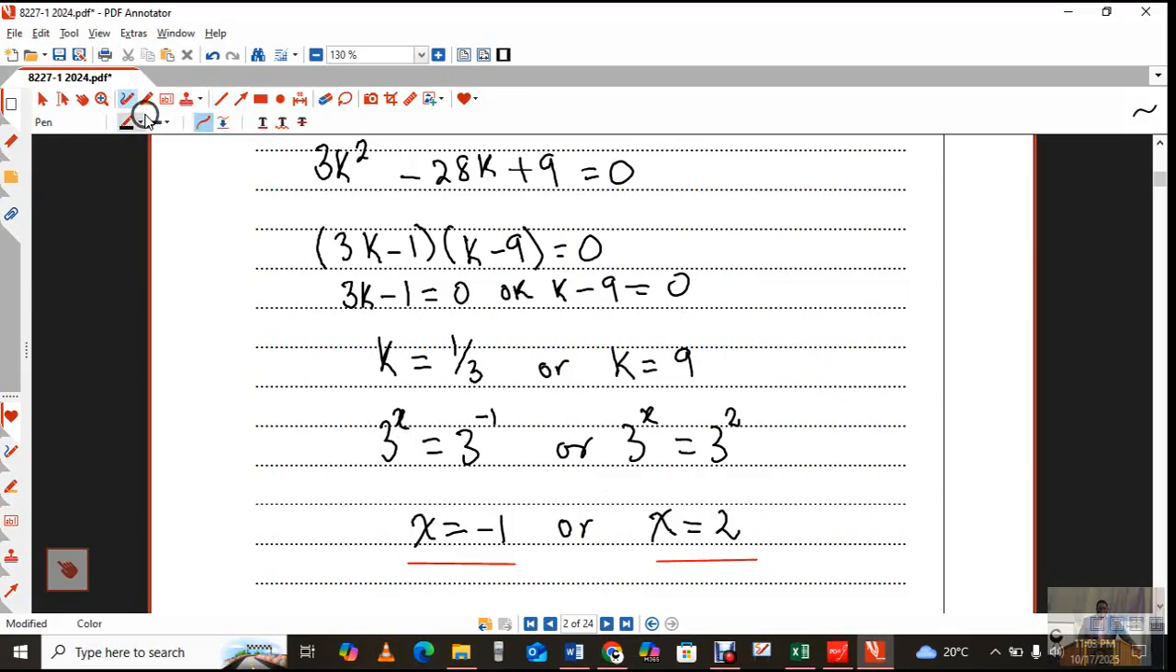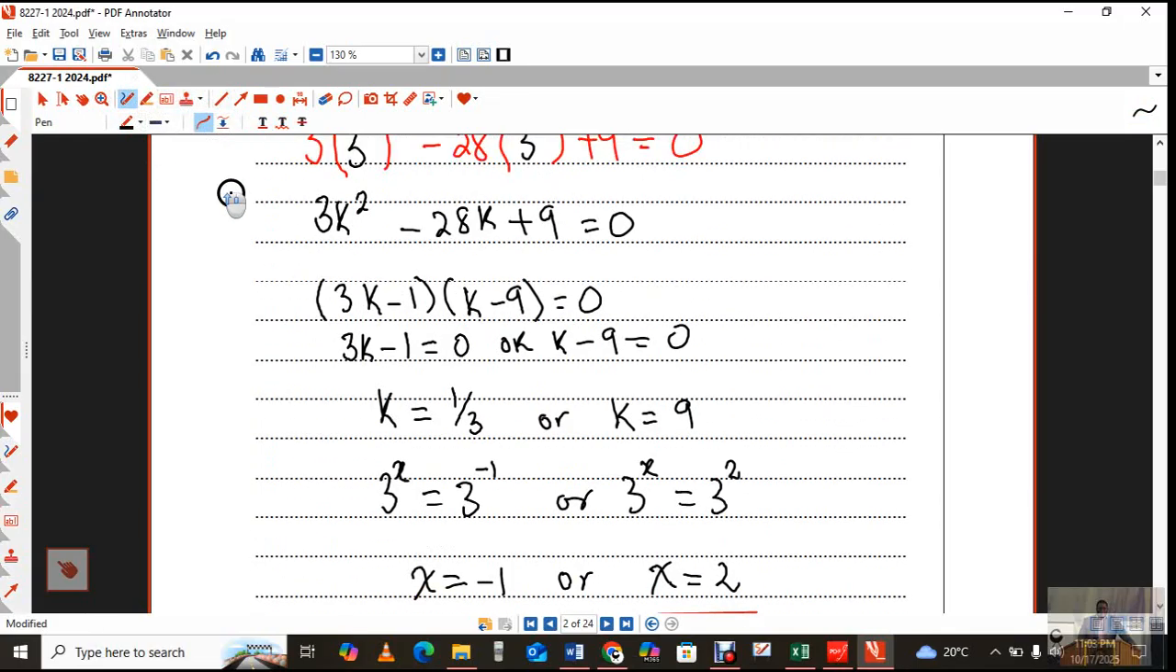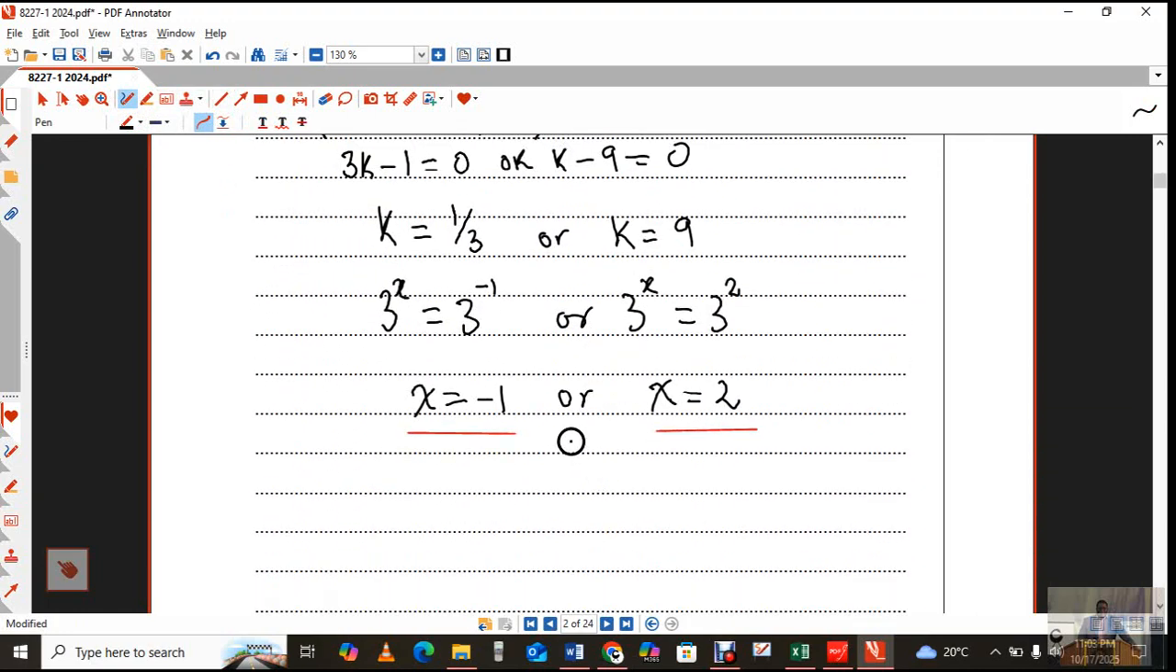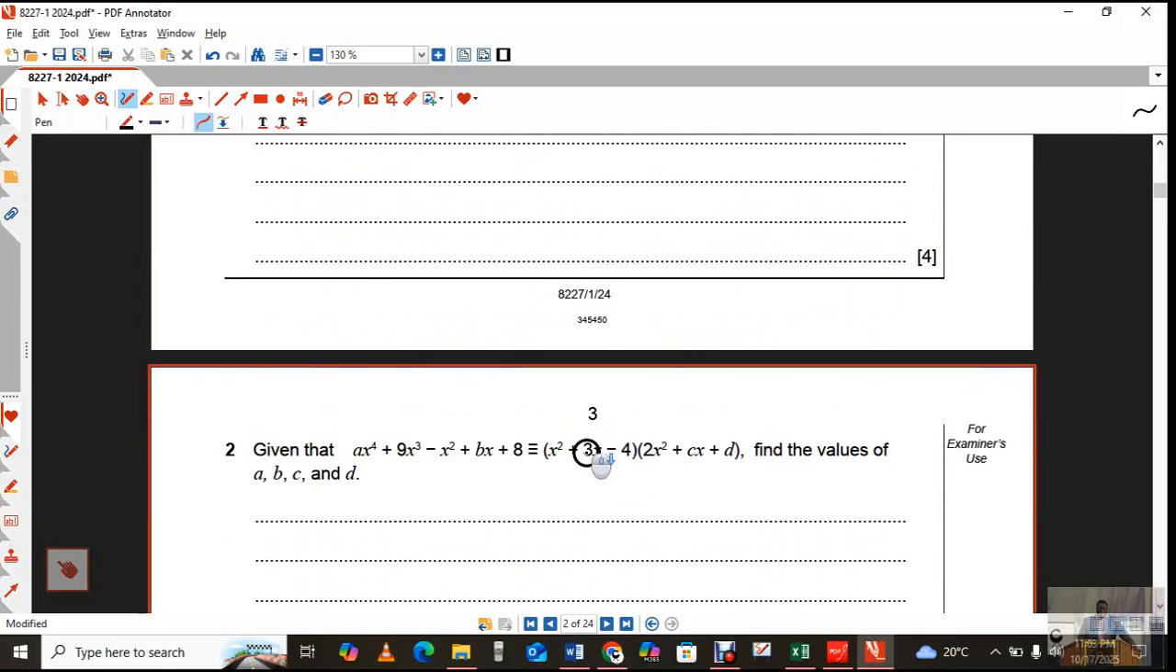Also, you have to take note that they say solve the equation, so you need to find both those roots. Right, let's go to the second question.